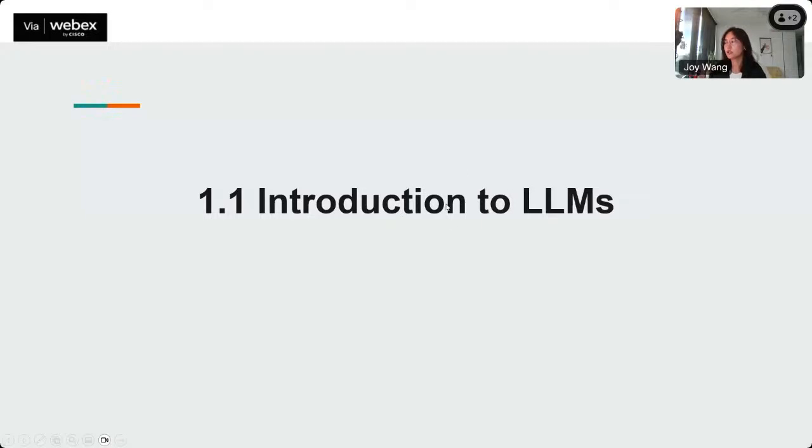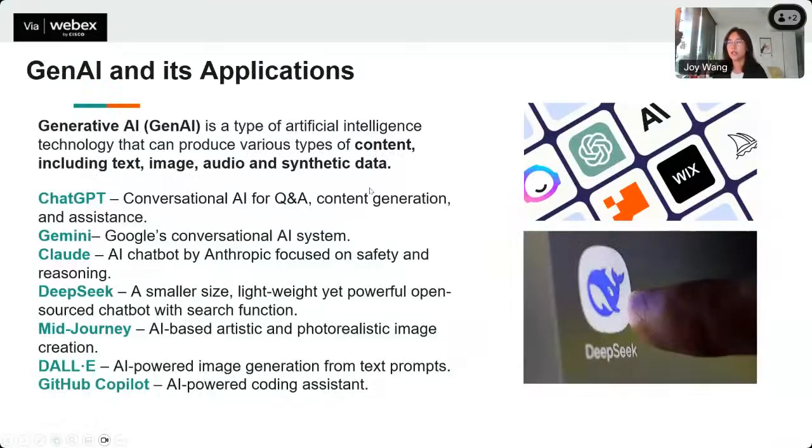So the first part, introduction to large language models. I think so far we have become fairly familiar with what Gen AI is from the previous sections. Basically, Gen AI is a type of artificial intelligence that can produce various kinds of content, including text, image, audio, or synthetic data. If we recall the generative adversarial network or VAE, they are producing from the hidden feature as an input. That's why they got the name generative AI.